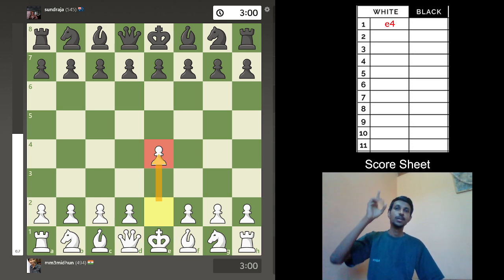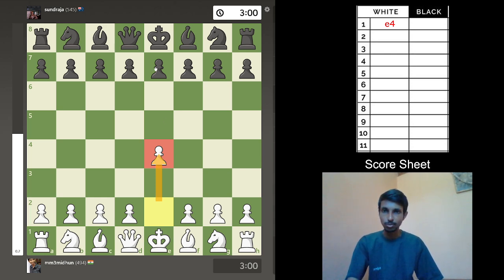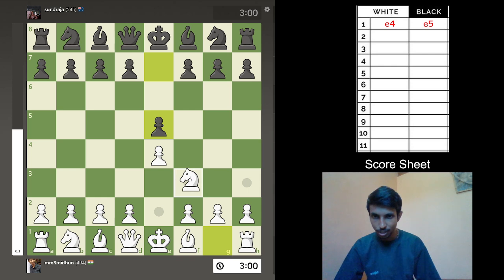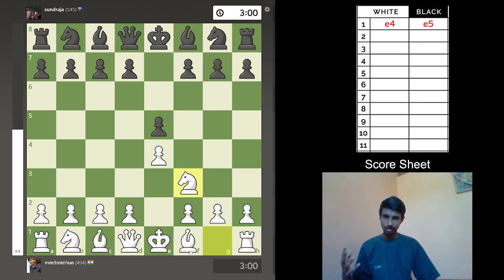Now black plays. Imagine black wants to come here. What is the square? E5. So just write e5. So both the moves are done. Let's go to the second one. Imagine I'm pushing this knight to here. What is this square?